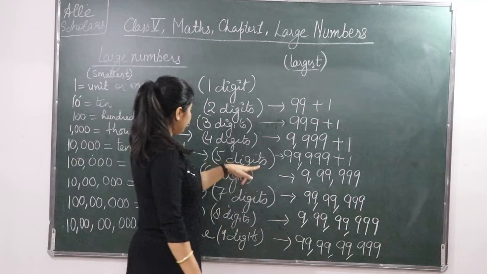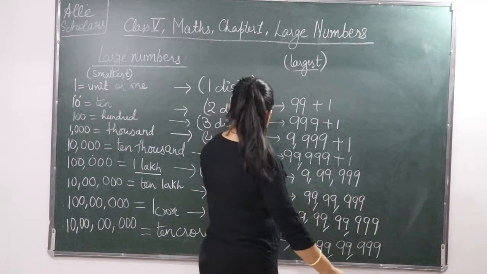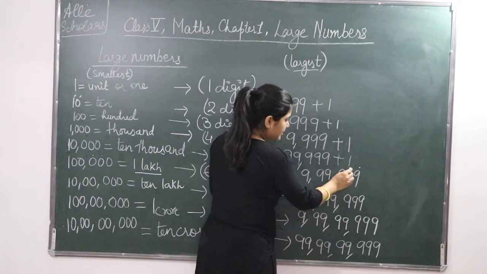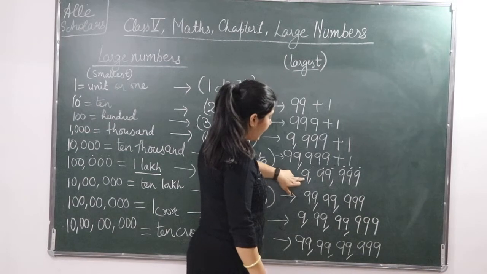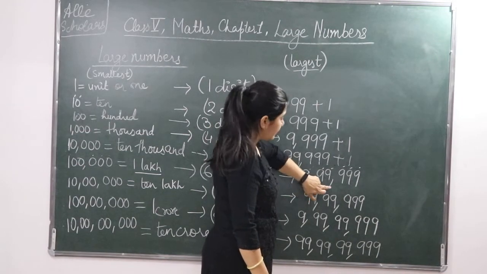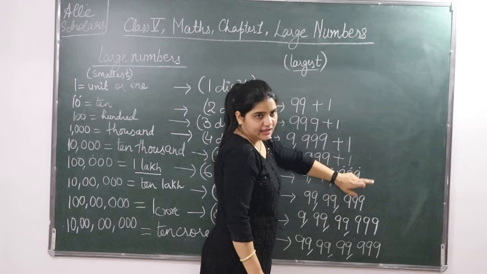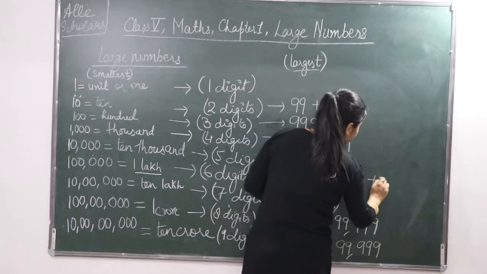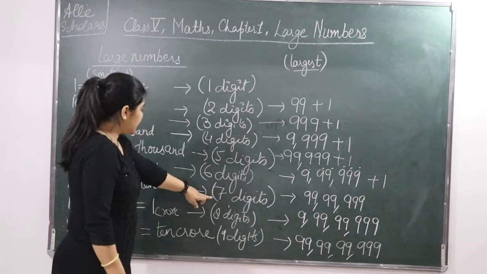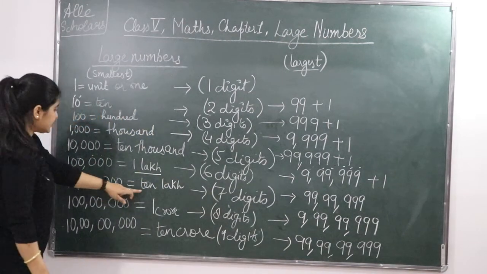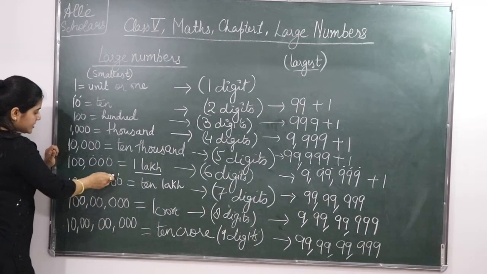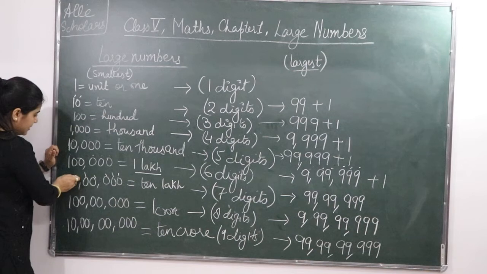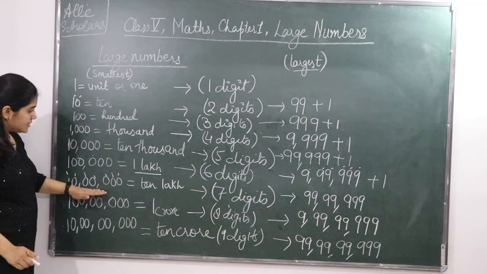Okay. Now, for the largest 6 digit number, let's count it. Unit, 10, 100, 1000, 10,000, lakh. So it is 9,99,999. Similarly, if you do plus 1, you will get the 7 digit smallest number, that is 10 lakh. Now let's count here: unit, 10, 100, 1000, 10,000, lakh and 10 lakh. So it is going to give you 10 lakh.